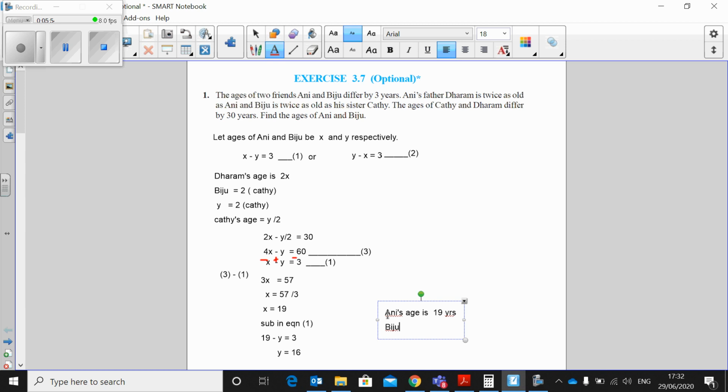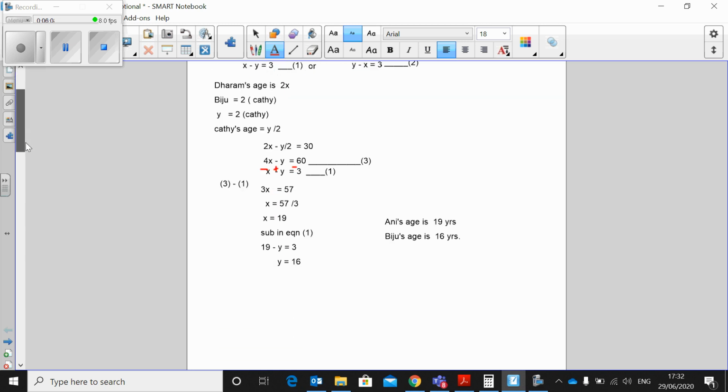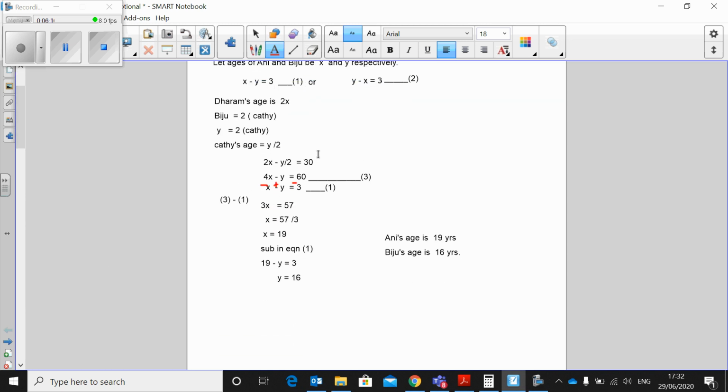And Biju's age is 16 years. So we cannot complete the statement, because suppose in case Hani is younger than Biju, then this will not work out. So we have to start with y minus x equal to 3. Let us take equation 2 and equation 3 and solve it again for this case.